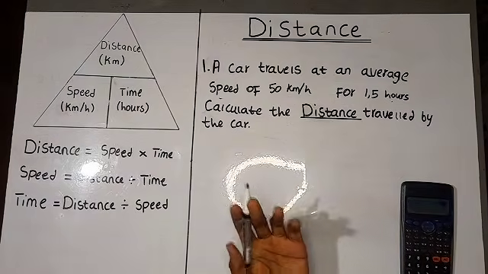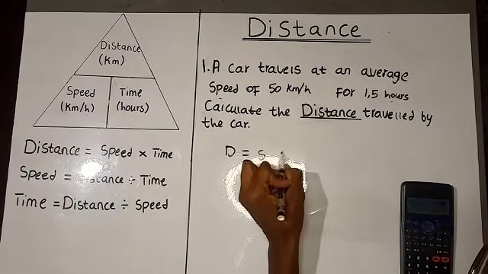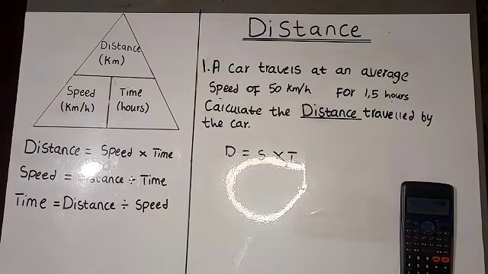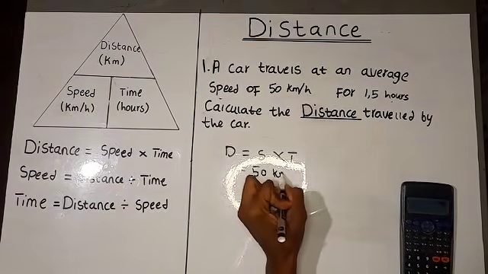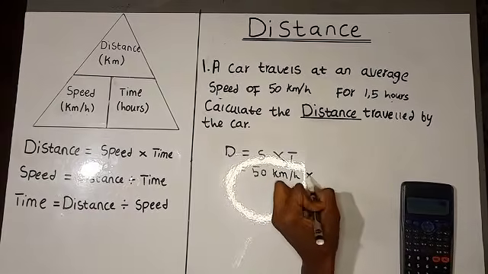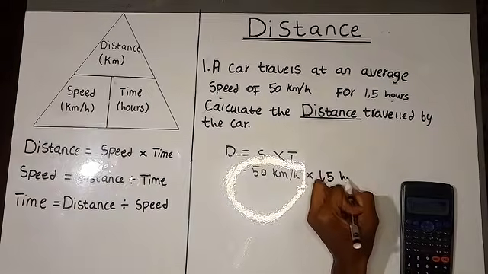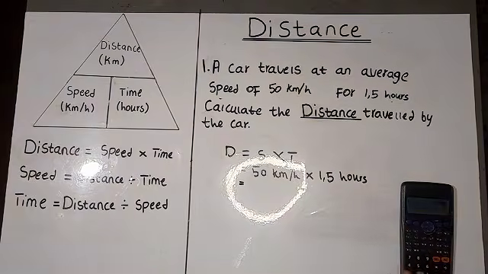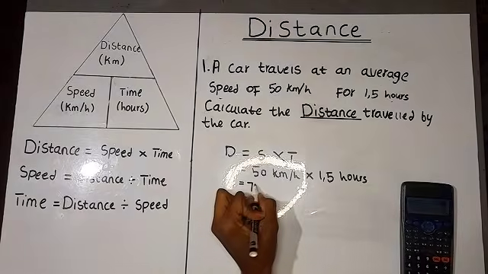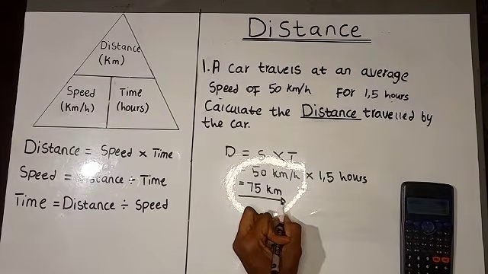So we're going to take the formula, which is distance equals speed multiplied by time, right? Our speed is 50 kilometers per hour, which is our average speed, multiplied by the time. We've been given time as 1.5 hours. So we're just going to press this on the calculator as it is. We're going to say 50 multiplied by 1.5. That gives us 75 kilometers. So this is the final answer.